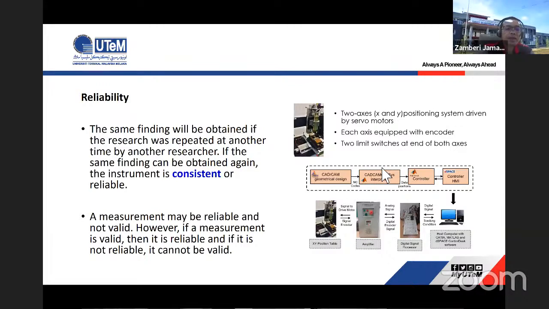This is a nice statement: a measurement may be reliable and not valid. It could be reliable but might not be valid if the method is wrong. However, if a measurement is valid, then it is of course reliable. And if it is not reliable, it cannot be valid. I hope you understand what it means here. This is a nice word in terms of reliability and validity. The key thing here is that if the measurement is valid, then it is reliable. That's the key thing.